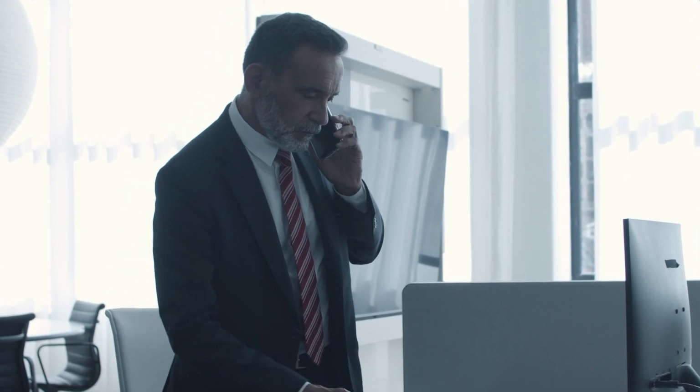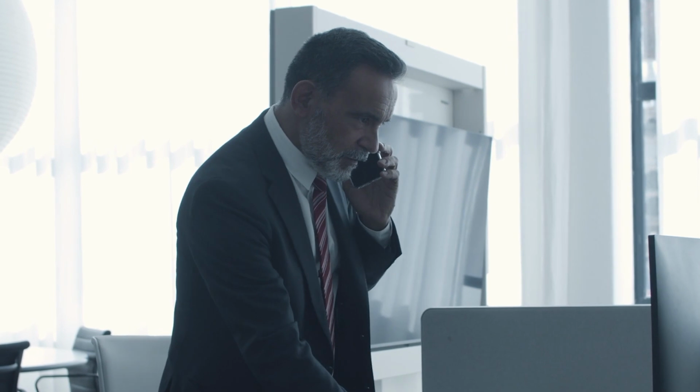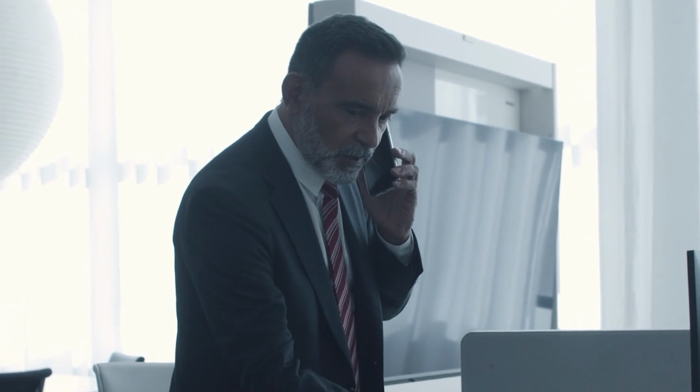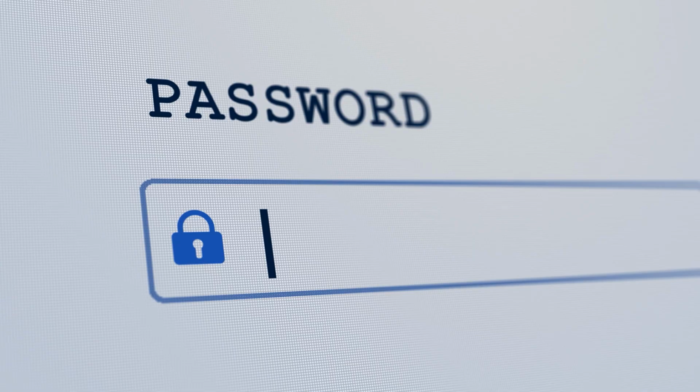So you're also going to want to enable multi-factor authentication. Use multi-factor authentication, also known as MFA or 2FA, on your accounts whenever possible. This adds an extra layer of security if your password is compromised. Use strong, unique passwords for each of your accounts. Consider using a password manager to generate and store complex passwords securely.